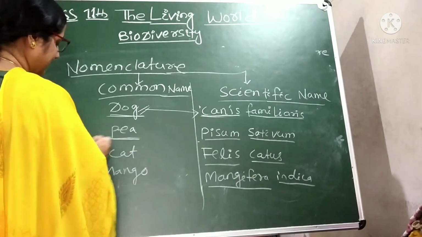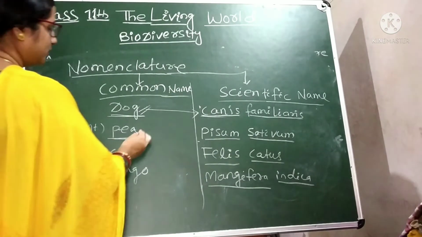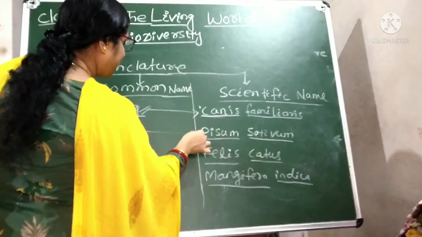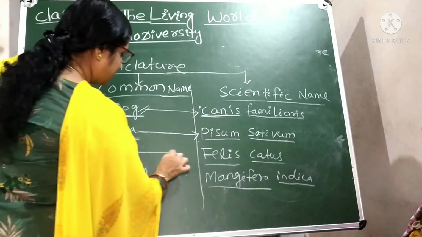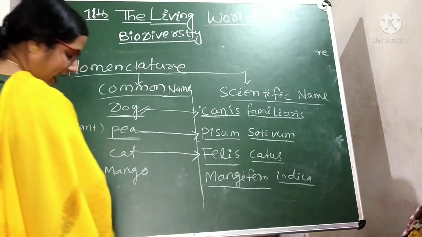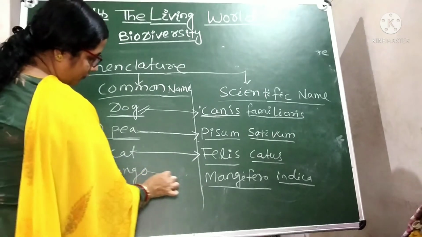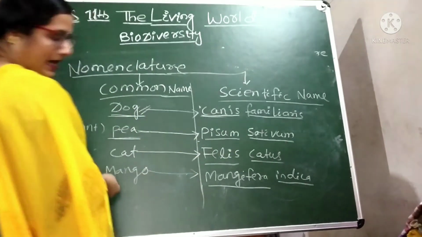Then the pea plant. This is a plant. Motor gacha. The scientific name is Pisum sativum. And the cat. The scientific name of cat is Felis catus. Mango, ambo. The scientific name of mango is Mangifera indica.